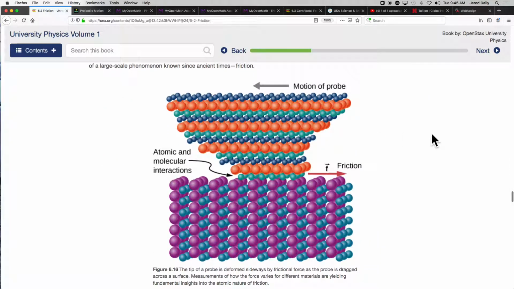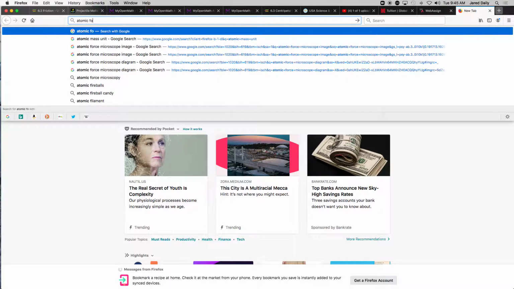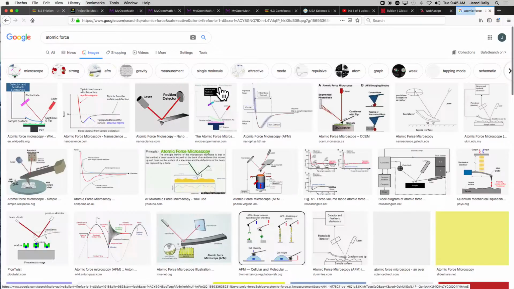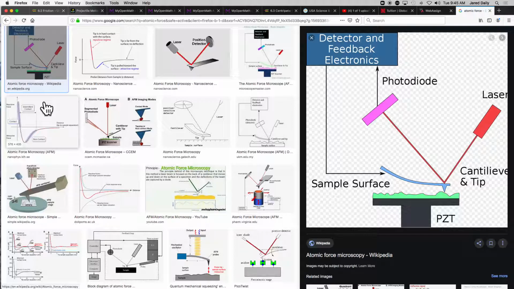There's really interesting science being done with this lately. There is a microscope called an atomic force microscope. The way an atomic force microscope works is they have a surface that they're trying to understand the roughness of, or they want to map out what a surface looks like. And this would be the surface down here that's got this roughness to it.